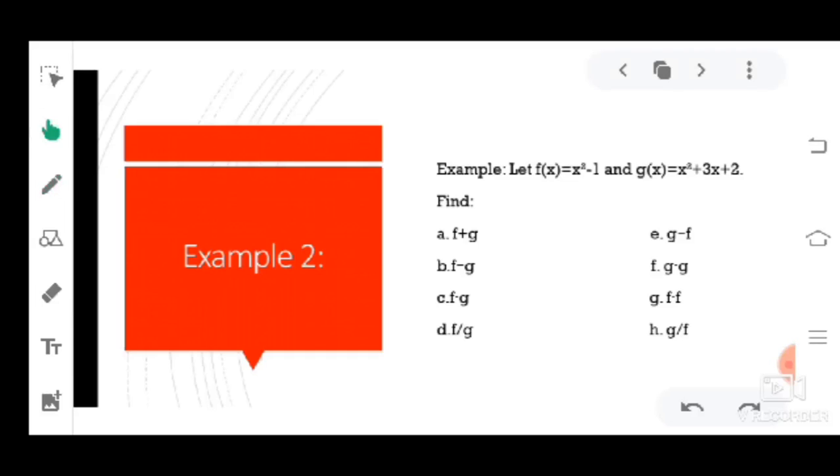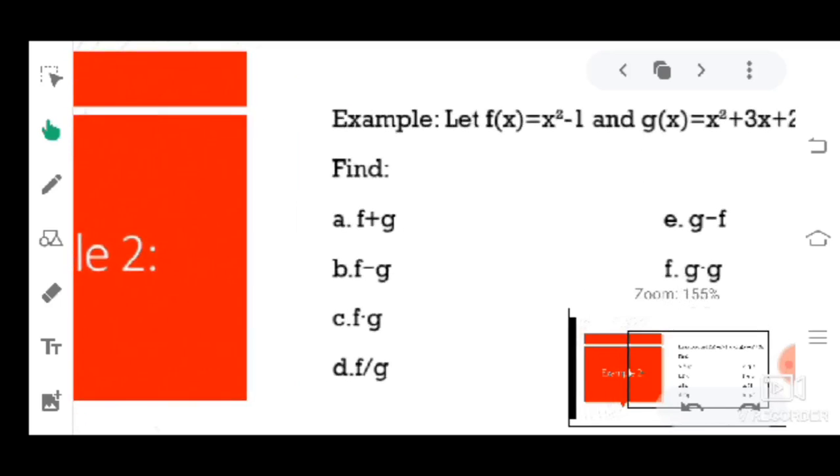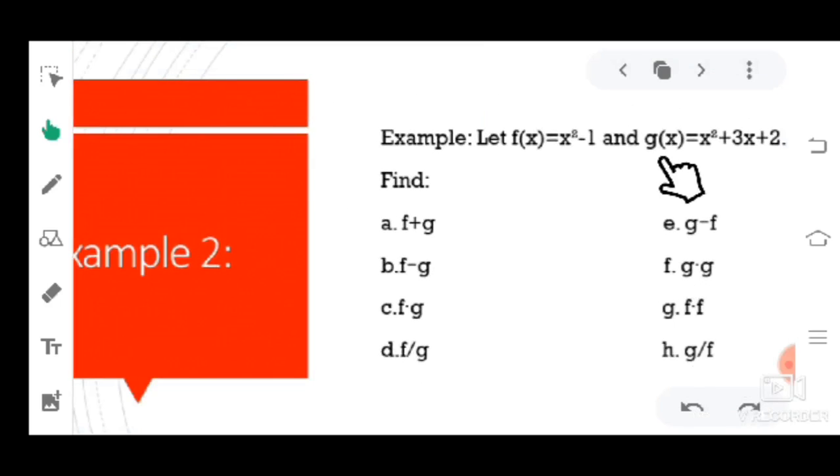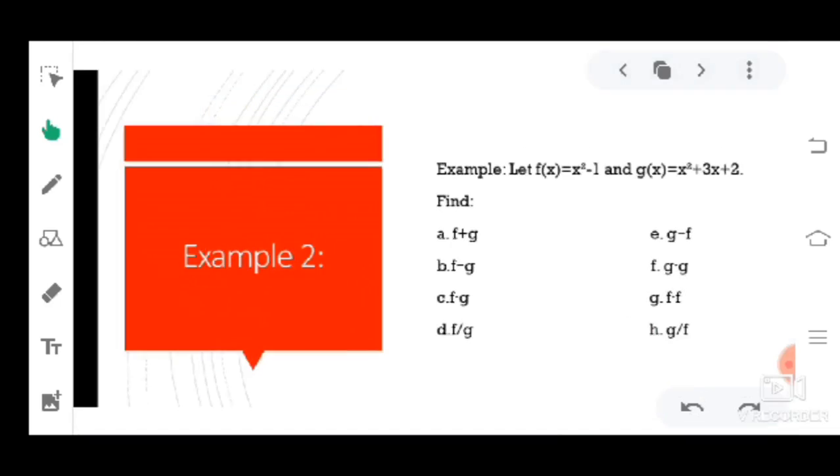Example number 2. We let f of x be equal to x squared minus 1, and g of x is x squared plus 3x plus 2. We are asked to find a, b, c, d, e, f, g, and h. But here we will just answer a, b, c, and d, and letters e, f, g, and h will be your exercise. So let us answer letter A.